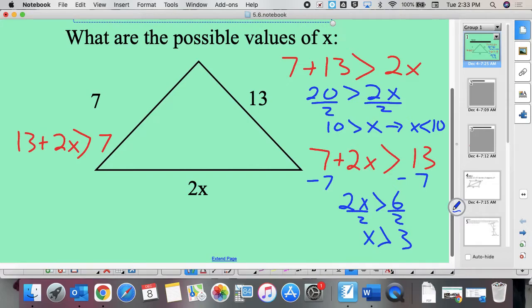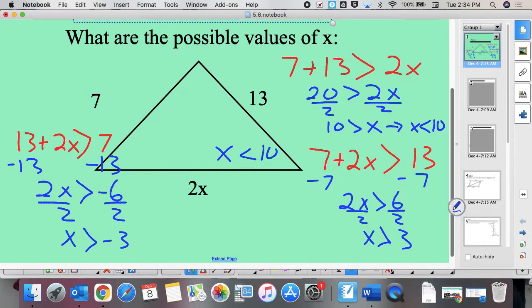For our last one, subtract 13 on both sides. We get 2x is greater than negative 6. And then we'll divide by 2. And we get x is greater than negative 3. Looking at our three constraints, only one says x has to be less than something. x must be less than 10. The other two overlap. One says x has to be greater than 3. One says x has to be greater than negative 3.